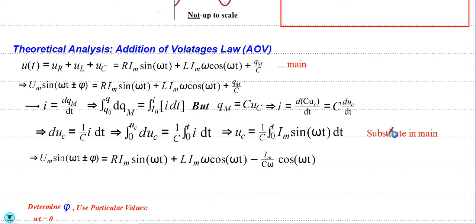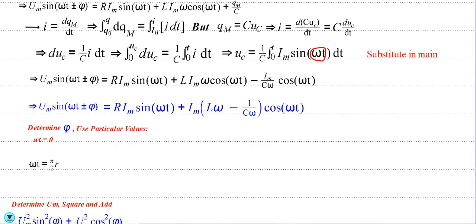Now substitute in the main equation, we will get u m sine omega t plus or minus phi is equal to the same equation, but here the integral of I m sine omega t dt is minus cosine omega t divided by omega, divided by the derivative of the inside. So we will have minus I m over c omega cosine omega t, because the derivative of cosine is minus sine. Minus times minus is plus, and the derivative of cosine omega t, the inside of it is omega, so omega over omega, it will remain the same as its primitive. Based on that, that's the equation we need to work on.